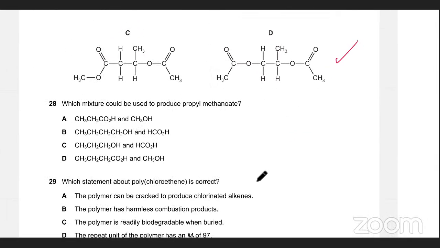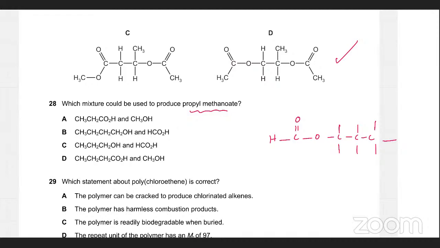Next one is again about esters. It's asking which mixture could be used to produce propyl methanoate. For this, the first thing you need to know is the naming of esters. Esters have this functional group in the middle. Now, propyl is three carbon atoms. The alkyl side is the one that's connected to the single bonded oxygen over here. And the other side is methanoate, so there's already one carbon atom there. The rest are all hydrogens. So who's going to make this?